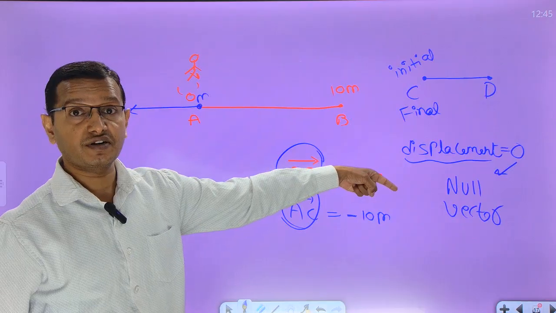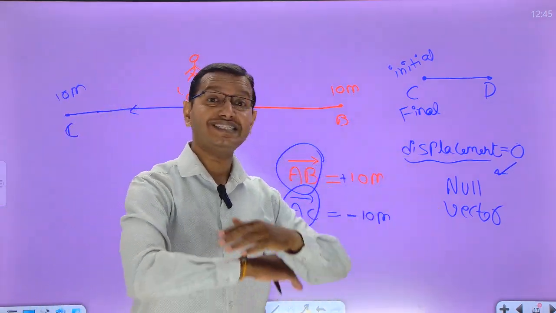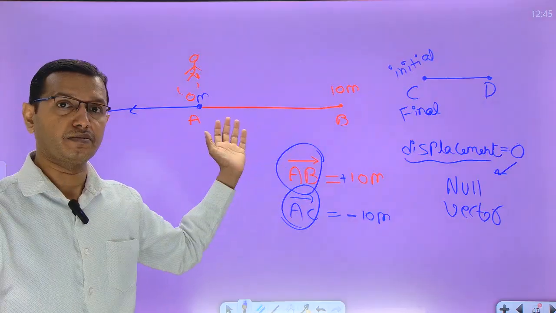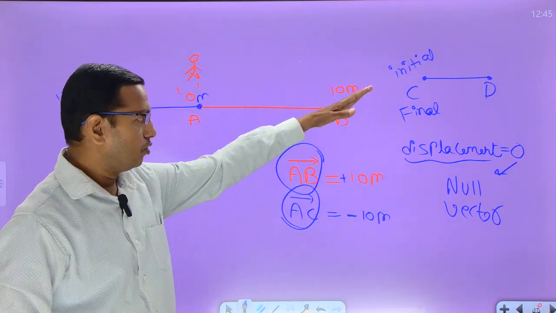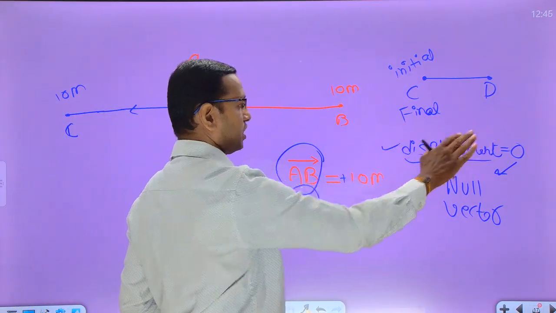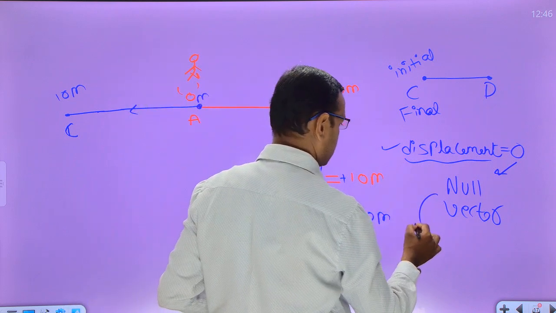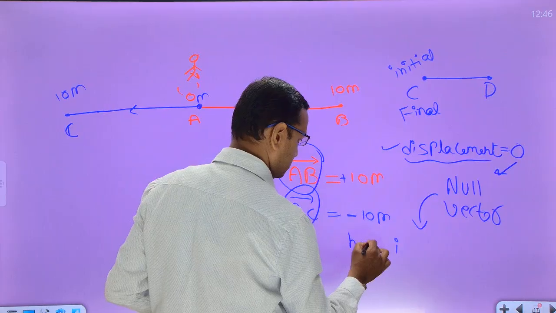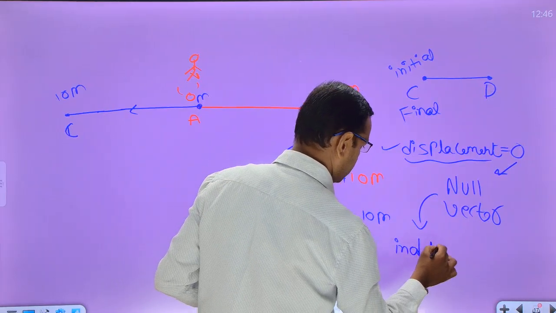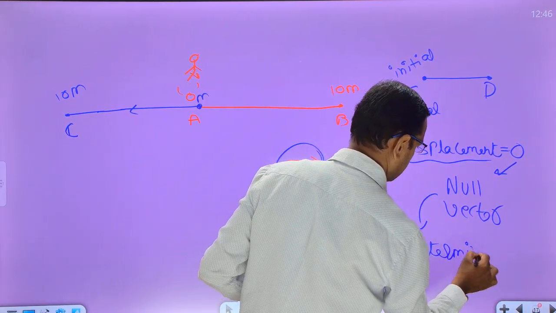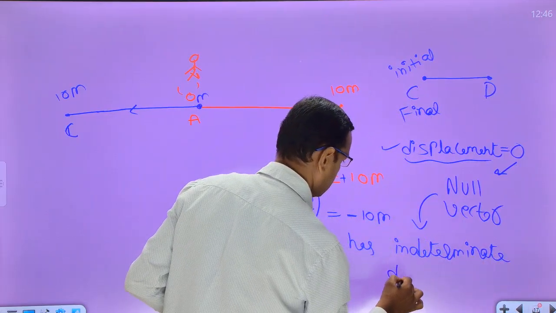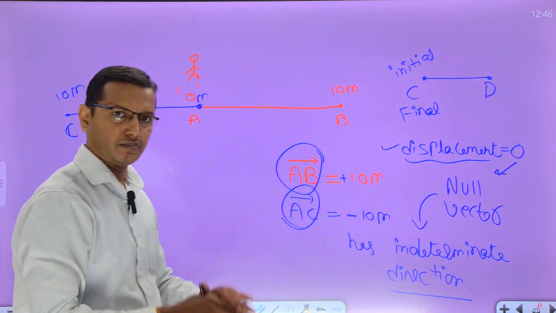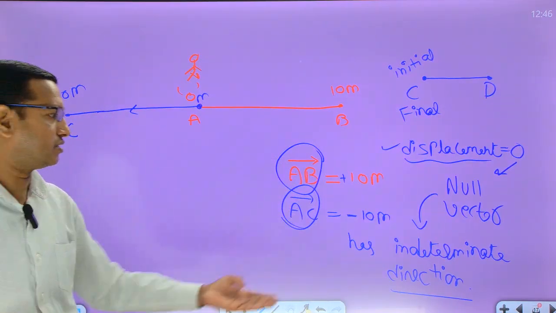So what is the direction of a null vector? The direction of a null vector is indeterminate. Remember, it has no particular direction, so we call it indeterminate. Hope this is clear, right? So null vectors have no direction. Now what is this indeterminate? You cannot determine the direction. That is the meaning of it. You will be unable to find out the direction.